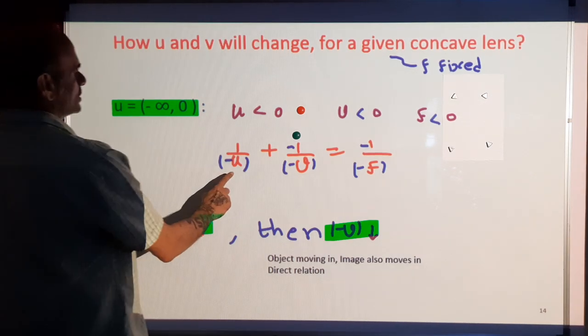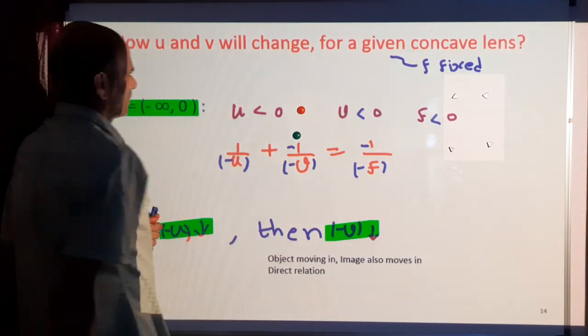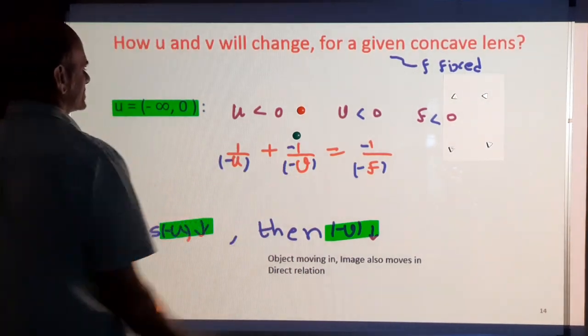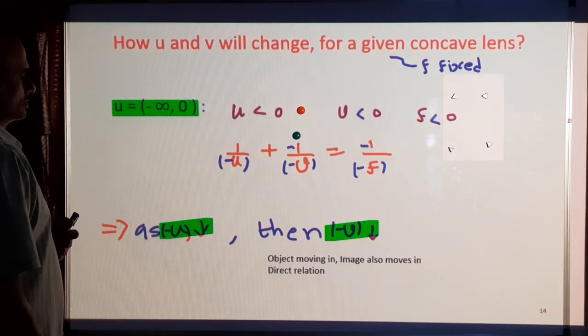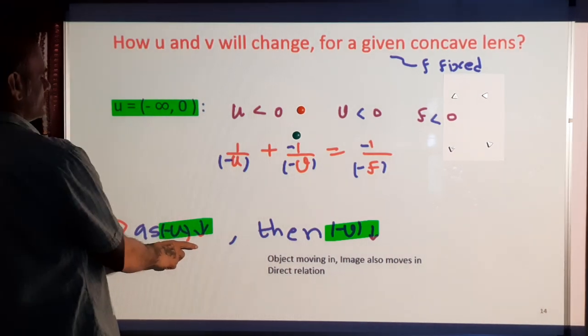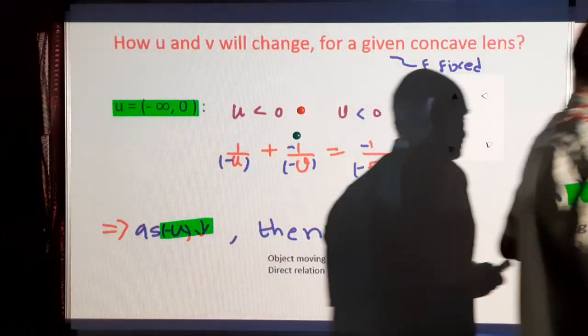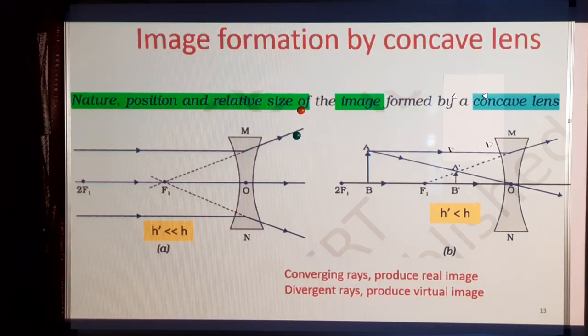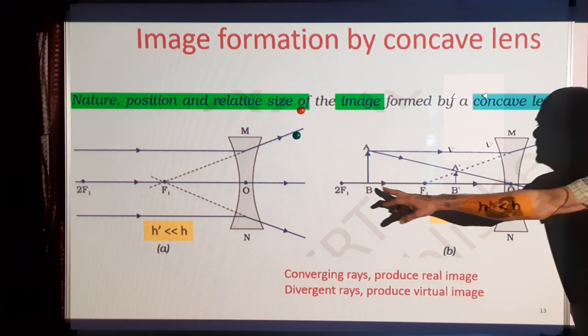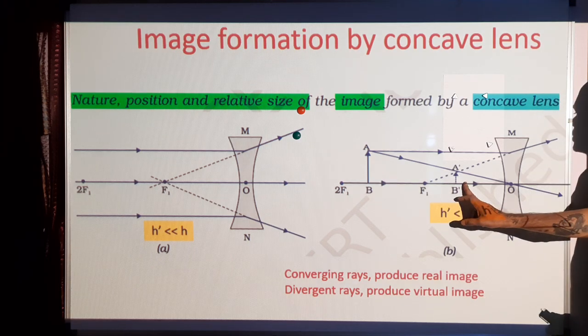Again, it is term 1 minus term 2 is constant. That means there is a direct relation between the object and image movement or distance. So when the object moves in, the image also moves in. So there is a direct relation. So the object is moved from here to here, the image also moved closer to the lens.